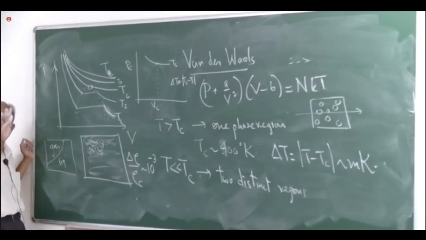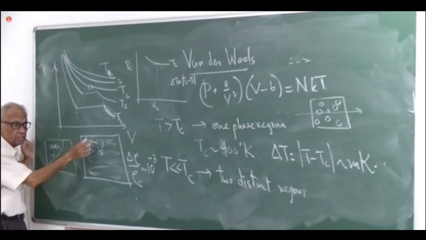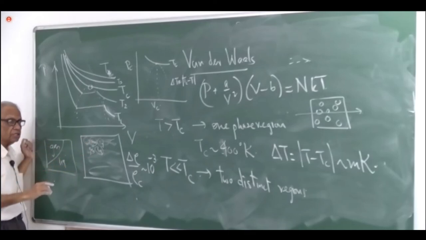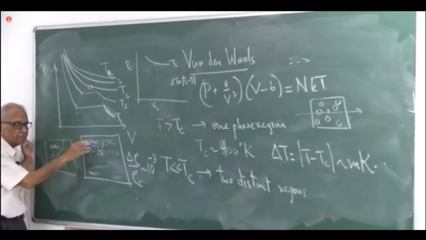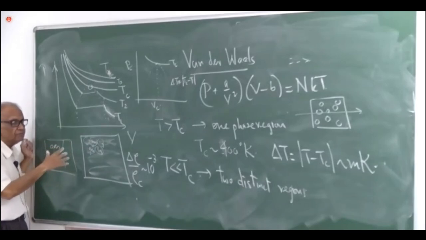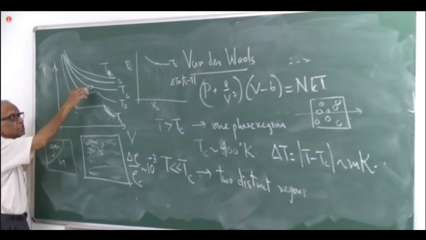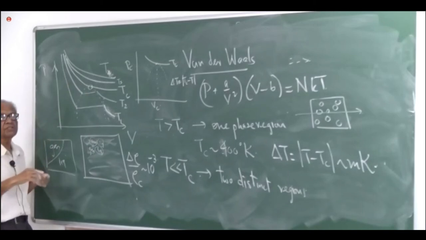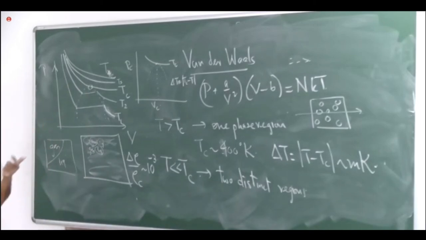Here it is all uniform density. There is no scattering because of density changes. But here there are density changes occurring continuously, and therefore there is going to be a huge amount of scattering of light in the vicinity of this critical point. So the light is all scattered off, and therefore what you see is that the mixture, the liquid, becomes turbid.